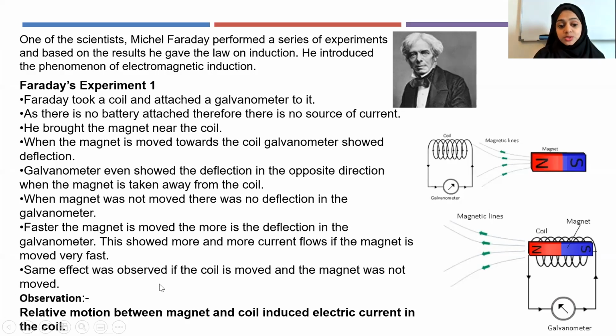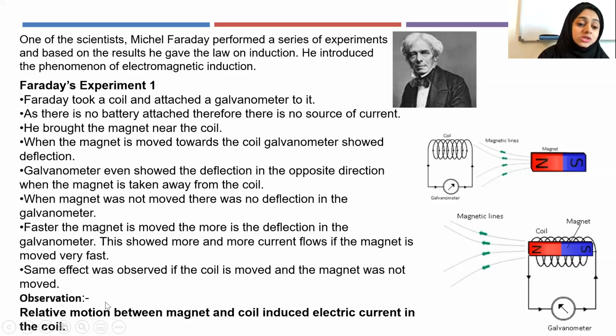The same effect was observed if the coil is moved and the magnet was not moved. Now, from this experiment, the final observation or the conclusion made by Faraday is that relative motion between magnet and coil induced electric current in the coil.